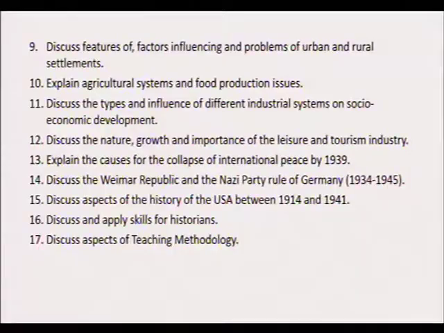We go on with our next objective again. Explain the causes of the collapse of international peace by 1939. You have to discuss the Weimar Republic and the Nazi party rule of Germany between the years of 1934 and 1945. Right, we go on to the next objective.